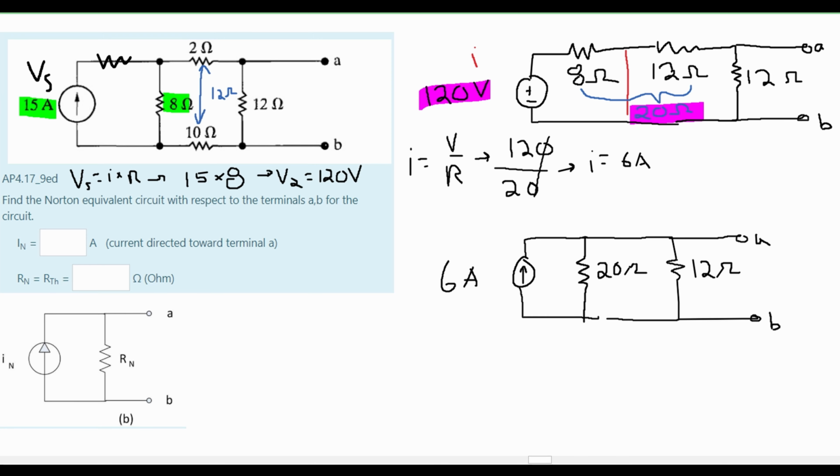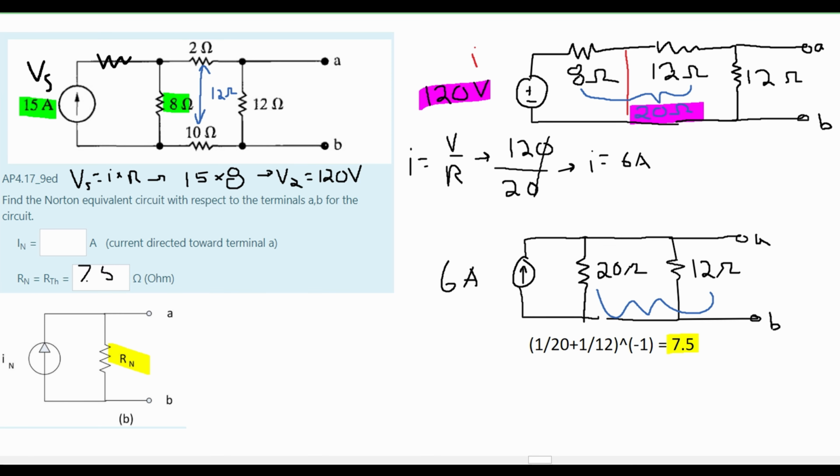In doing this, we can see that our 20 ohm resistor and our 12 ohm resistor are in parallel. So we're going to use the formula for resistance in parallel. We have 1 over our first resistor plus 1 over our second resistor, and this is all raised to the negative first power. If we evaluate this, we get 7.5. We can see that this 7.5 is equivalent to this R_N right here, so we found our R_N.